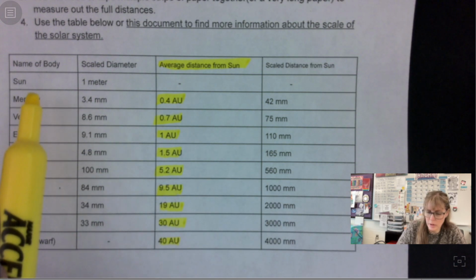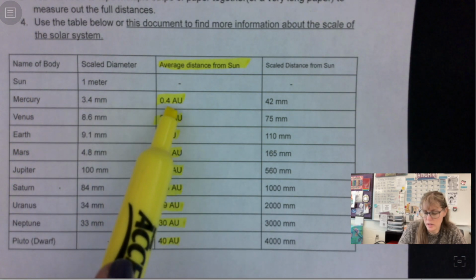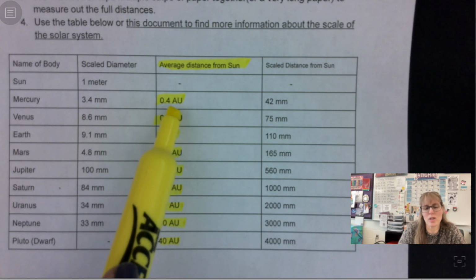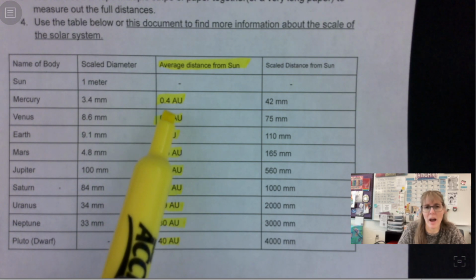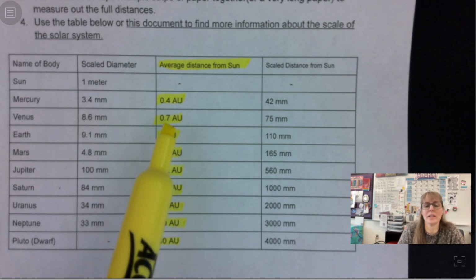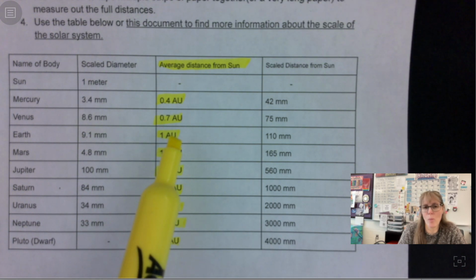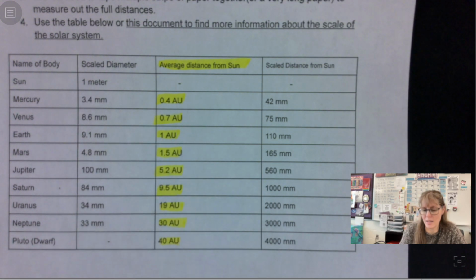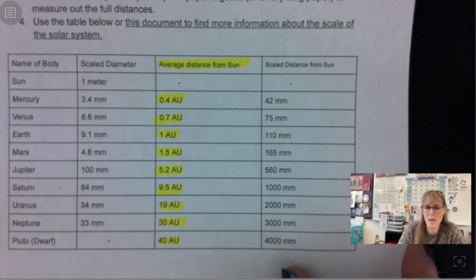So Mercury's distance from the sun is 0.4 astronomical units. That's just a little bit less than half of an astronomical unit, right? Because half would be 0.5. And then Venus is 0.7, just a little bit more than half of an astronomical unit. And then we have 1 astronomical unit. Remember, that is 93 million miles from the sun. I'm going to turn my paper over and help you with your graph.